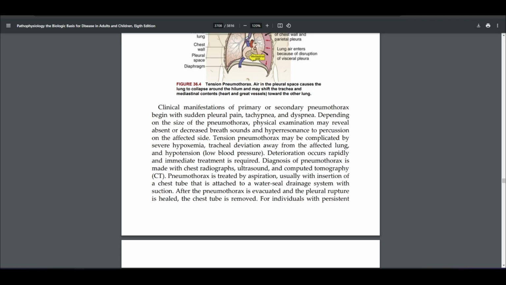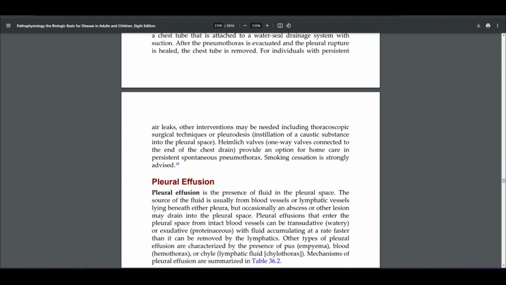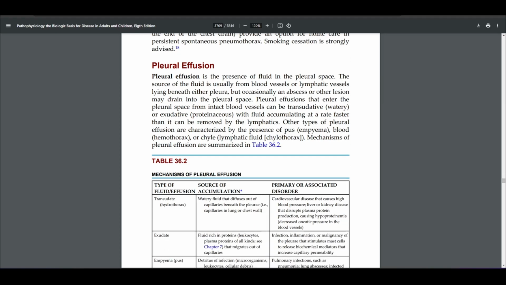Pneumothorax is treated by aspiration, usually with insertion of a chest tube that is attached to a water-sealed drainage system with suction. After the pneumothorax is evacuated and the pleural rupture is healed, the chest tube can be removed. For individuals with persistent air leaks, other interventions may be needed, including a thoracoscopic surgical technique or pleurodesis. A Heimlich valve provides an option for home care in persistent spontaneous pneumothorax. It's strongly suggested to stop smoking.